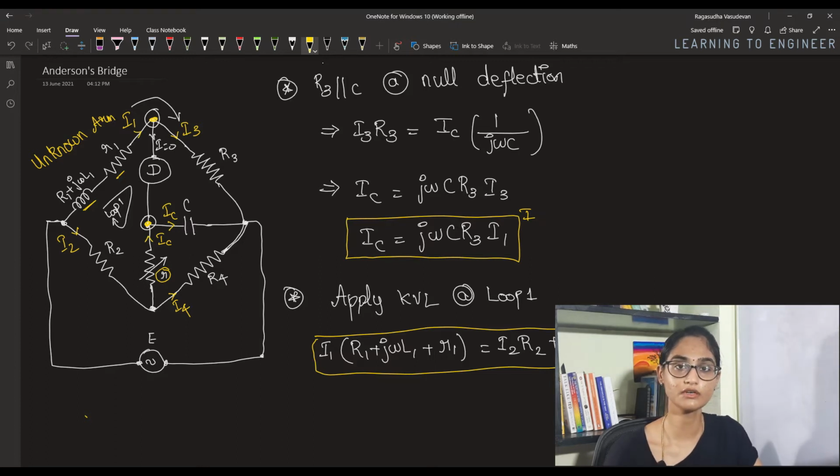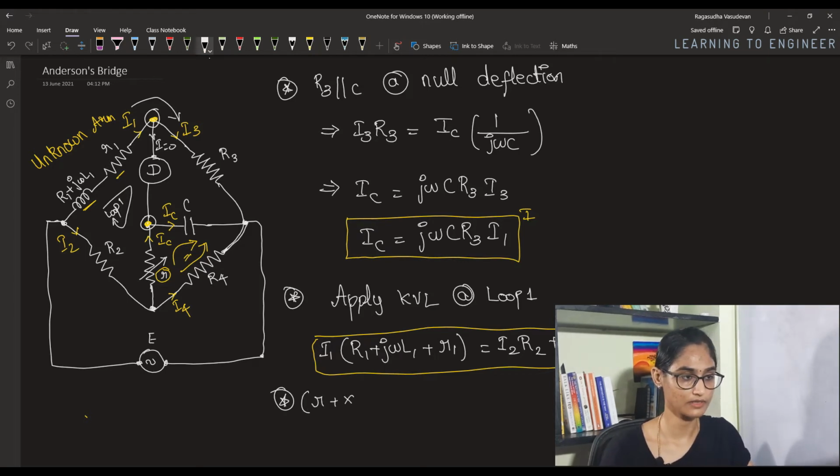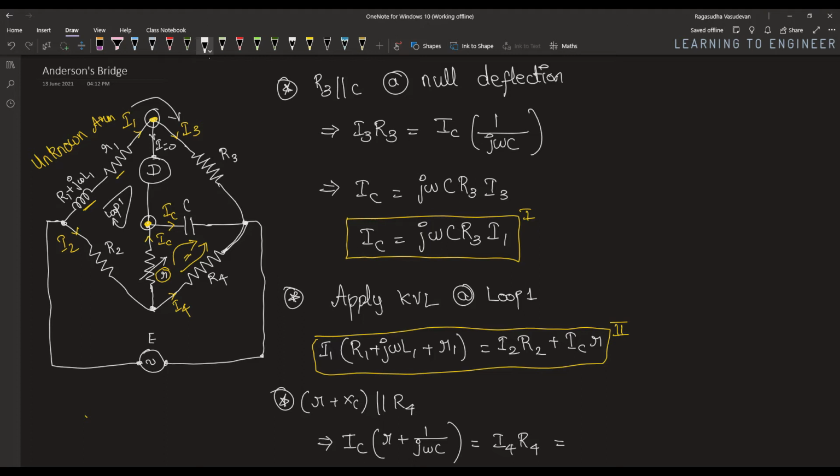Also, what else can you observe at null deflection? We can say that this path will be parallel with this path. So, r plus C will be parallel with the resistor R4. At null deflection, we can also conclude that r plus the impedance across the capacitance is parallel with the resistor R4. So, this implies that the voltage across these branches is going to be the same. We can also observe that I4 is I2 minus IC just by applying KCL at this node. So, I can quickly replace it as R4 into I2 minus IC.